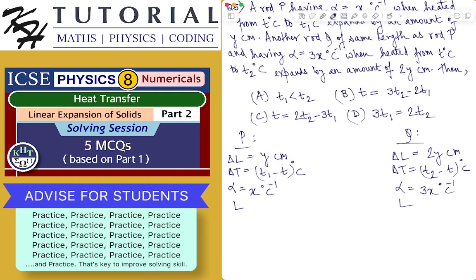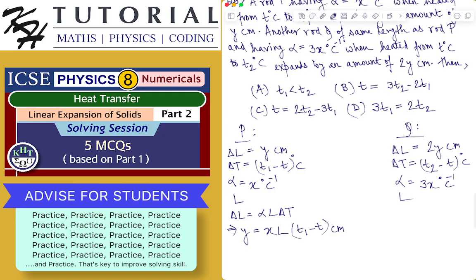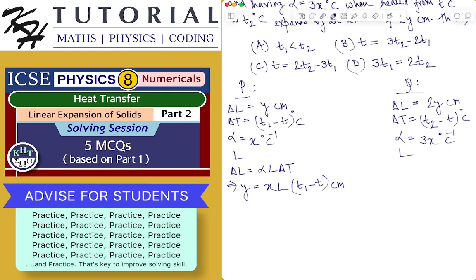So let's see what we get for the rod P. Applying delta L is equal to alpha L delta T implies y is equal to x L times (T1 minus T) centimeter. And applying delta L is equal to alpha L delta T for the rod Q, we have twice y is equal to 3x L times (T2 minus T).